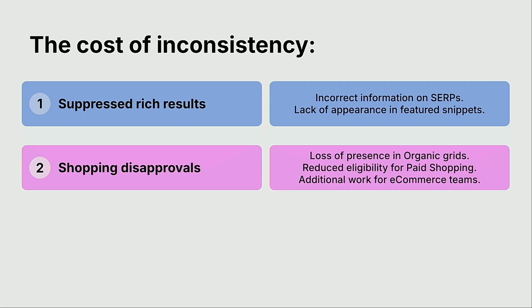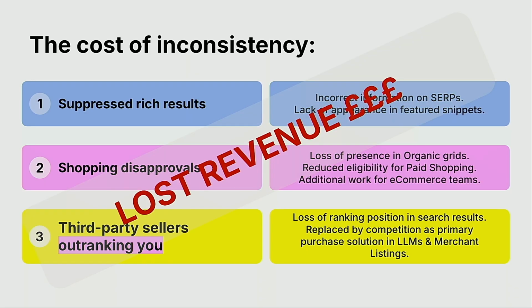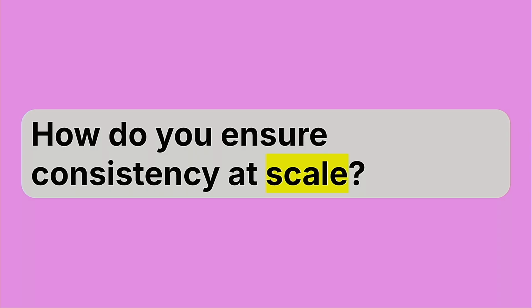So merchant feed is obviously used for paid ads as well. If you have mismatched information in your schema and in the feed, you might get shopping disapprovals, and then it might affect your paid ads as well as your organic free listings. And finally, the most important one is that you will end up with third-party sellers outranking you in the SERPs, who will ultimately get that click and then get that conversion, and that is going to lead to a loss of revenue for your brand.